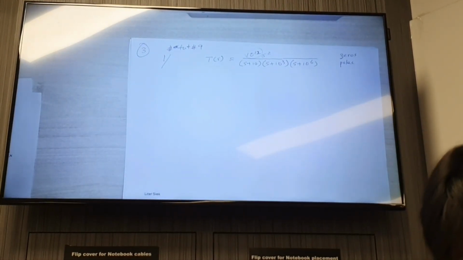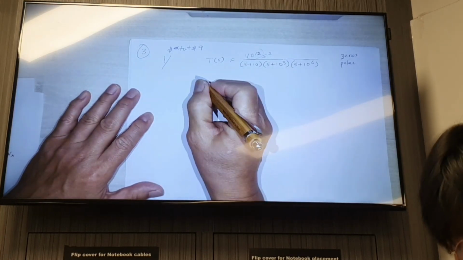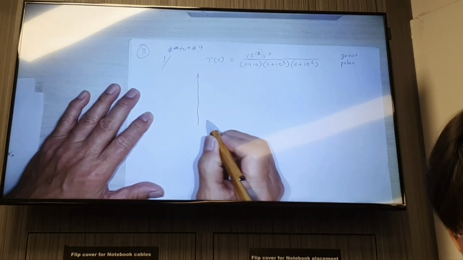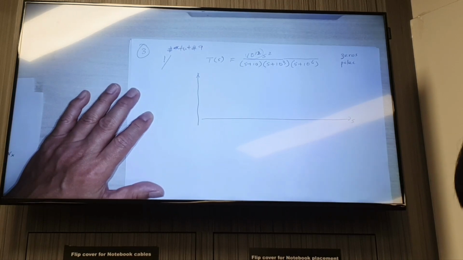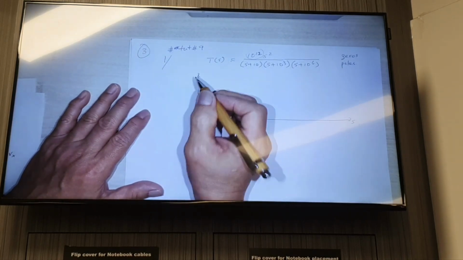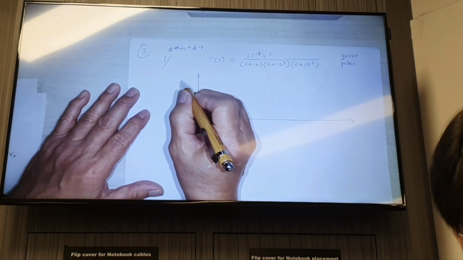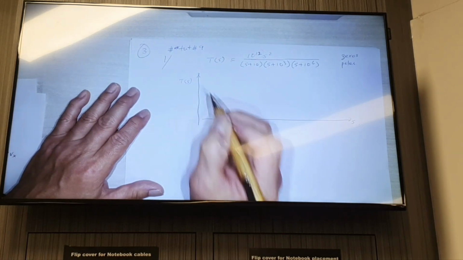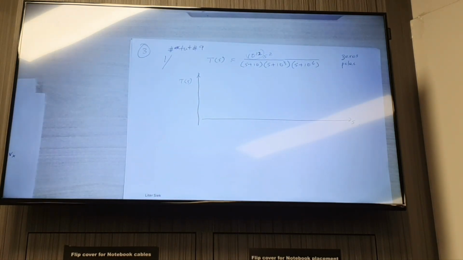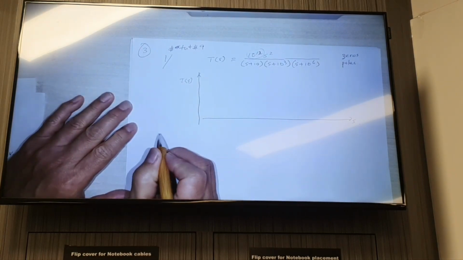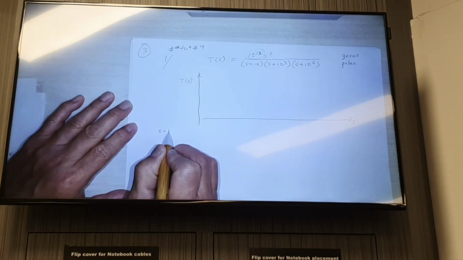So here, if we have to plot this versus frequency, we want to plot the gain, in this case the transfer function, versus the frequency S. Then how do we go about doing it? We first say, let's see what happens when S is equal to 1.